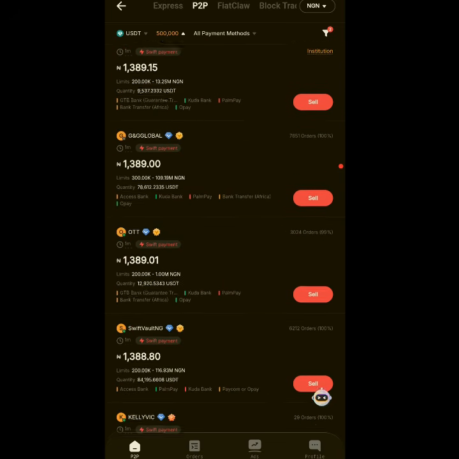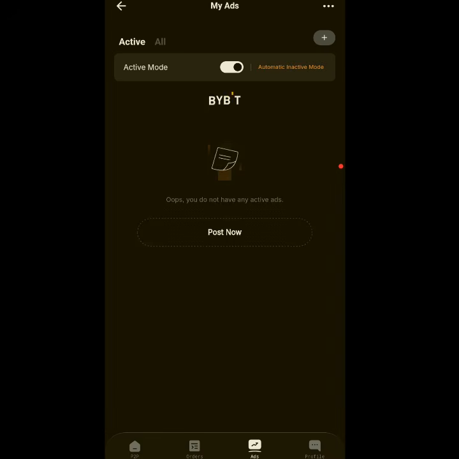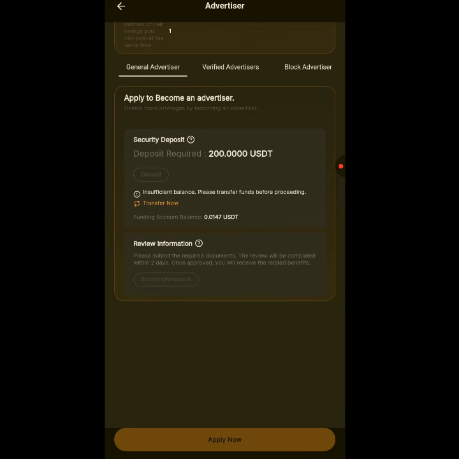Okay, so let me resume what I was talking about, as we did not find anyone. A general advertiser is somebody that does not have any badge. That means the entry requirement can be lesser. So what is needed to become a general advertiser? What are the requirements? People always ask this.